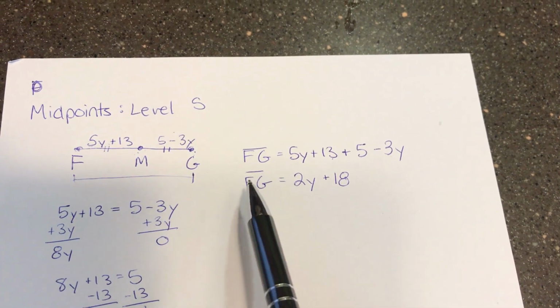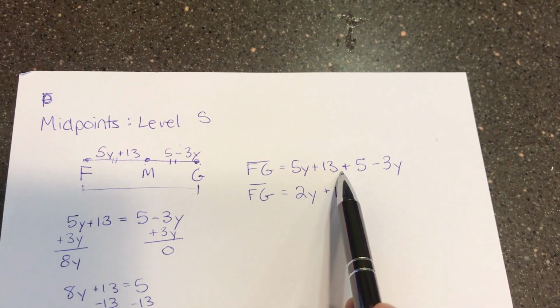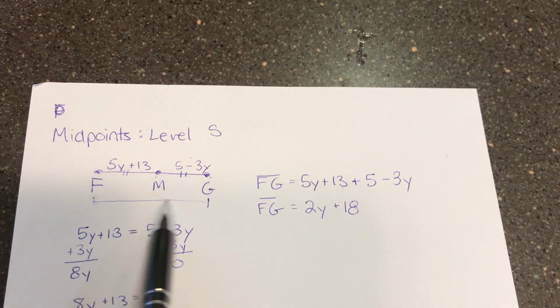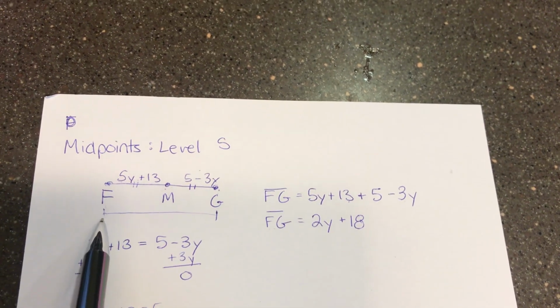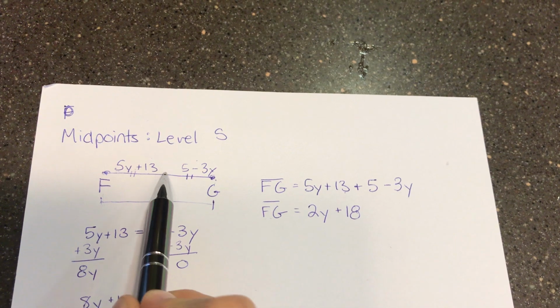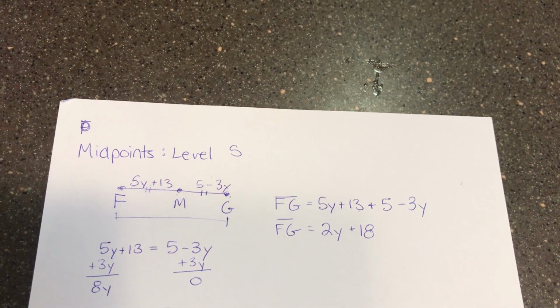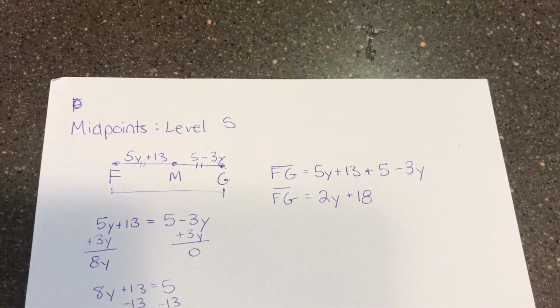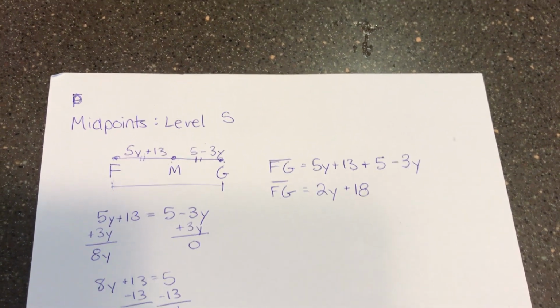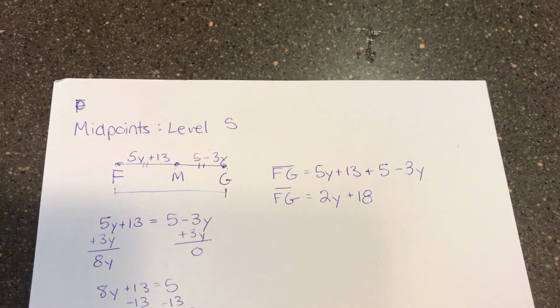I will say this again. How did we get this equation? FG, this whole distance, is equal to FM plus MG, right? This is what we learned before when we were talking about addition, adding lengths on a line segment.